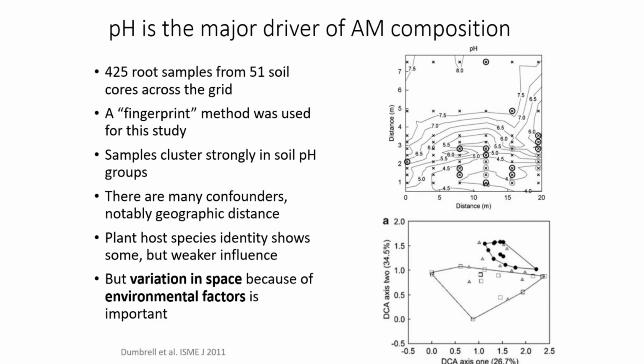So this is an aerial view of that same site with the crosses where we got the samples from. We had 425 root samples. This was not done using sequencing. This was done using a different method. A fingerprinting method was used for this.